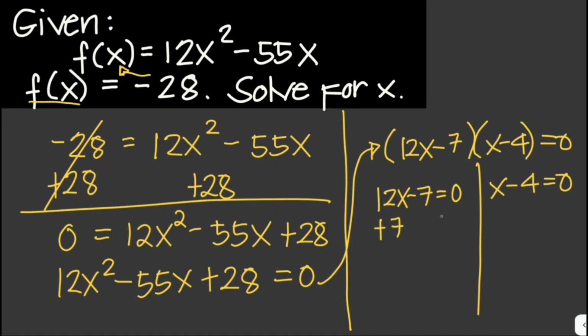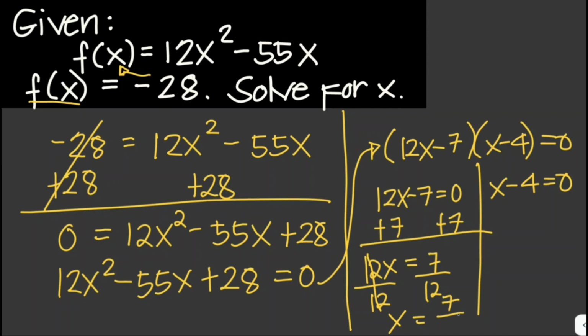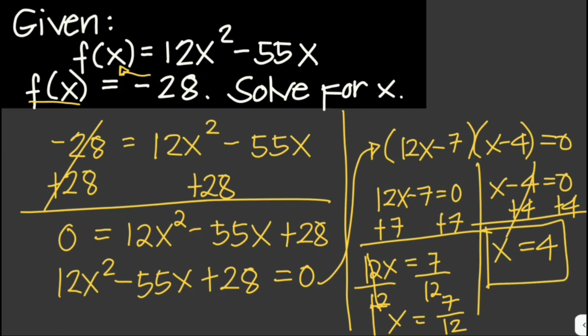Then we add 7 to both sides, and we have 12x equals 7. Then we divide both sides by 12. Then our x is equal to 7 over 12. And this one, we add 4 to both sides. Then the value of x is just equal to 4. So these are the values of our x.